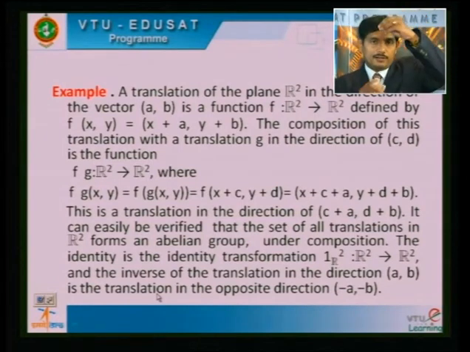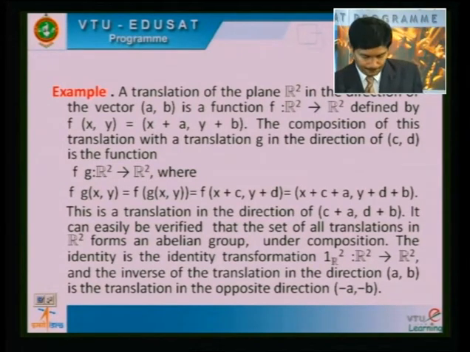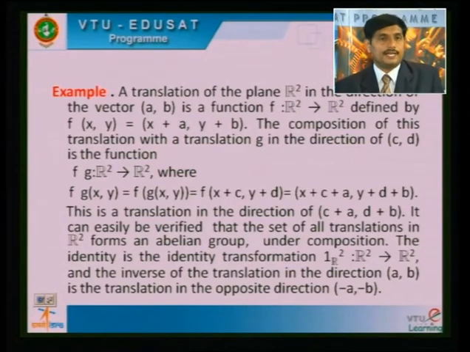That is the operation (minus a, minus b).